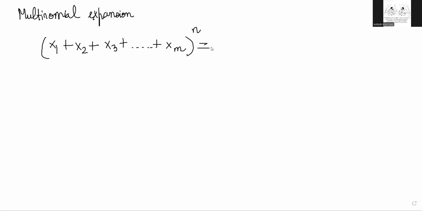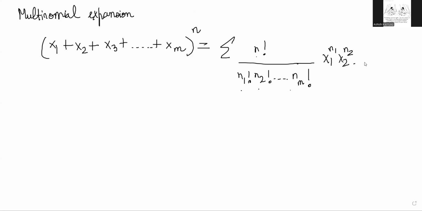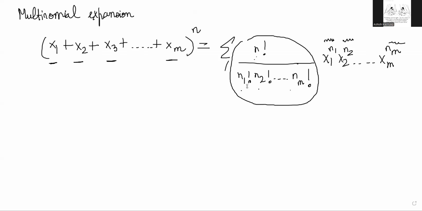The general formula is simple. It is the summation of terms like n factorial by n1 factorial, n2 factorial till nm factorial. And these n, n1, n2, nm are all integers. And it is x1 power n1, x2 power n2, and similarly xm power nm. So basically think about it. Each term x1, x2, x3 till xm has been raised to the powers n1, n2, nm. And the coefficient of that is going to be n factorial by n1, n2, nm factorial.